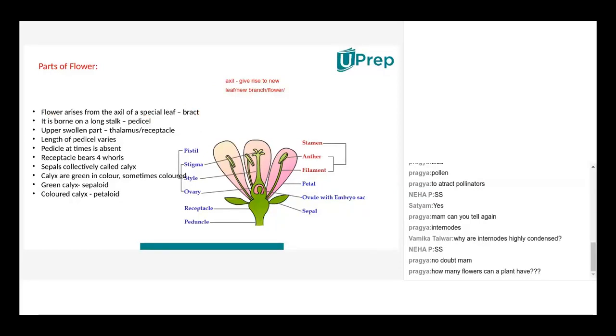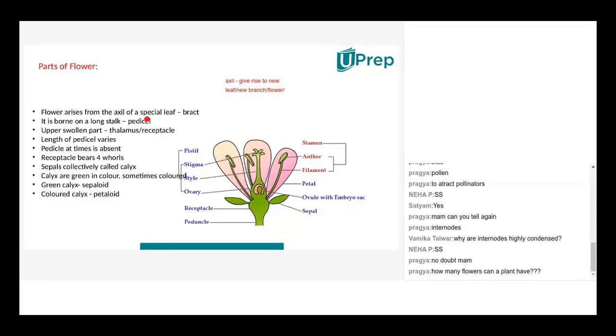So somewhere here is the bract, which this time will not give rise to a leaf, but this time it will give rise to a flower. So before the flower, that will have a small bud. Correct? So then we can understand, oh, this time it is not a leaf, this time it will give rise to a flower. That is axil. Okay. Now it is borne on a long stalk called pedicel.